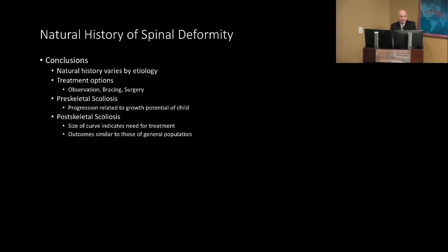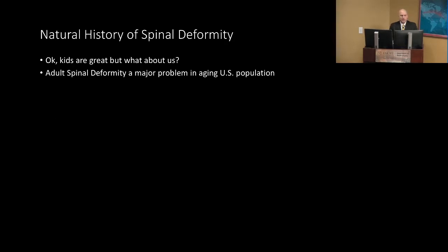So the natural history varies by etiology. We discussed the treatment options, observation. Didn't really go much into bracing or actual surgical technique, but we'll review some of those in the adult portion of the talk. Pre-skeletal scoliosis is directly related to the growth potential of the child. The more years that you have to grow, the higher chance you have of your curve to progress. And in post-skeletal scoliosis, the size of the curve really is the major consideration for whether you need to have treatment or not. So kids are great, but what about adult spinal deformity?